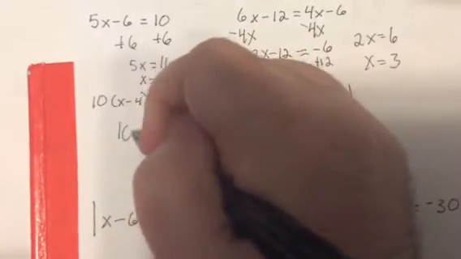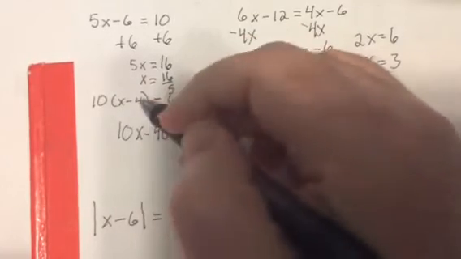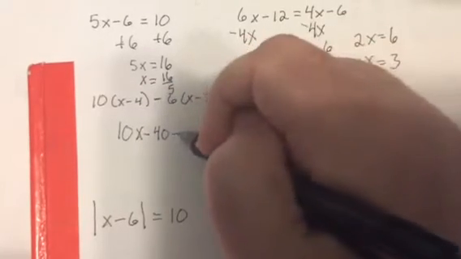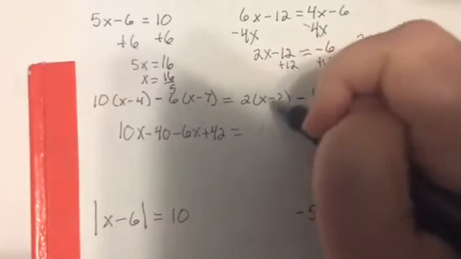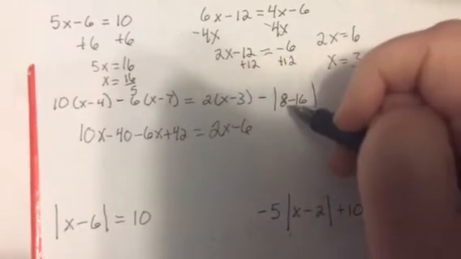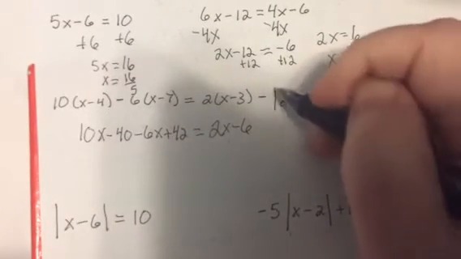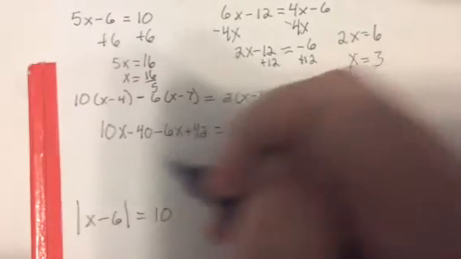Okay, welcome back. So distribute the x. I said that wrong. Sorry. Distribute the 10. Now distribute the minus 6. Now distribute the 2. 8 minus 16 is negative 8. Absolute value is positive 8, but then take the opposite again.